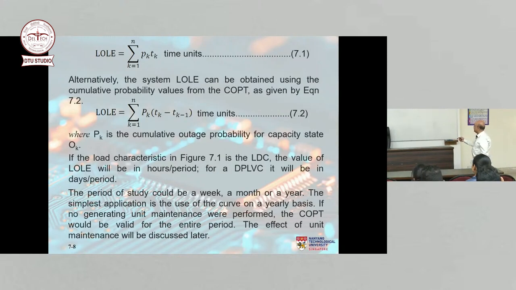So if the load characteristic is the load duration curve, the units for LOLE will be in hours per period. If the period is a year, hours per year. If the period is a month, hours per month, and so on. And for a daily peak load variation curve, it will be in days per period, obviously, correct? And the period of study could be a week, a month, or a year. And we could even include generator maintenance and generators being decommissioned, new generators being added. We can include all of that in a more detailed study, okay?